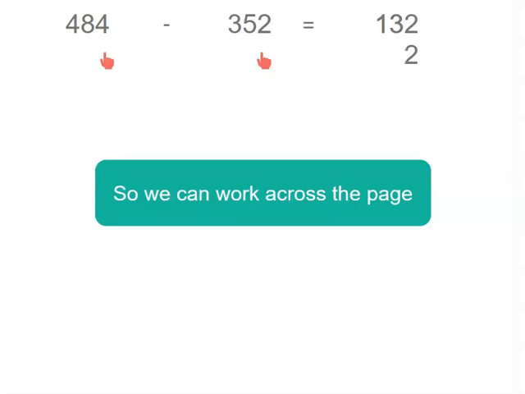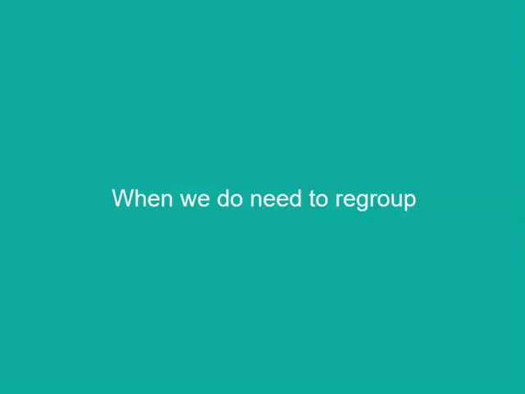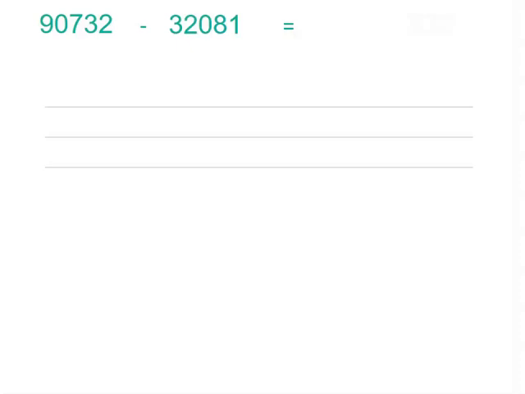4 minus 2 is 2 in the units place. 8 minus 5 is 3 in the tens place, and 4 minus 3 is 1 in the hundreds place. So we get 132. So if you notice that you're subtracting smaller digits in each place value column, you might like to work across your page that way. Now when we do need to regroup, when we've got lots of numbers to subtract or big numbers, that's a good time to use regrouping.